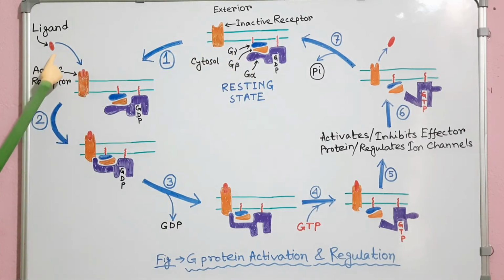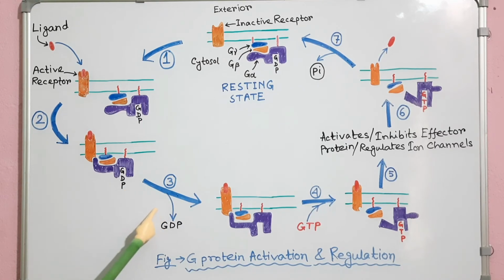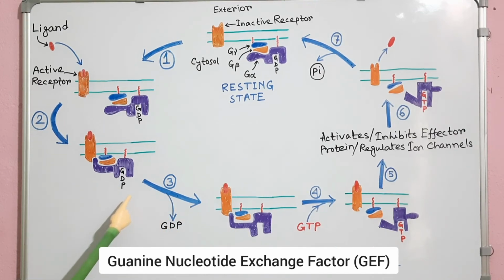Now, a ligand, say a hormone or an agonist, binds to the GPCR. This binding induces a conformational change in the receptor. The conformational change allows the receptor to bind with the alpha subunit of the G protein. This binding releases the bound GDP. Thus, the activated ligand bound receptor functions as a guanine nucleotide exchange factor or GEF.